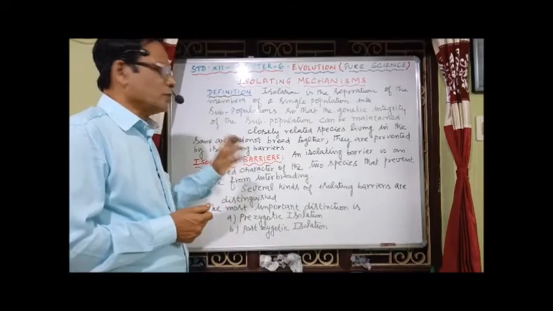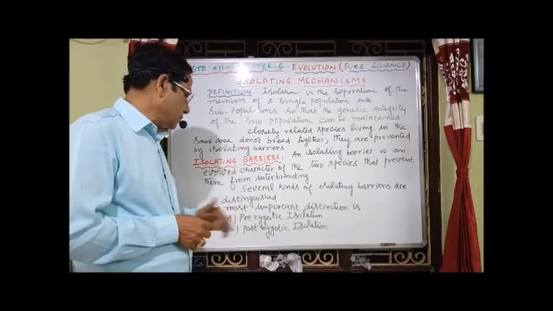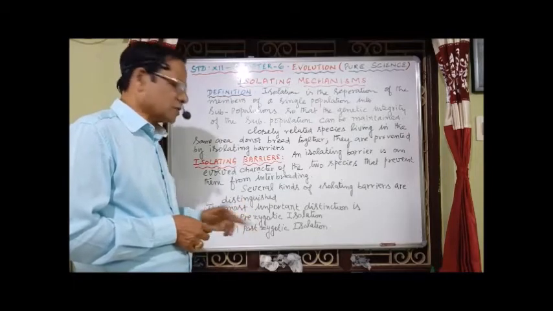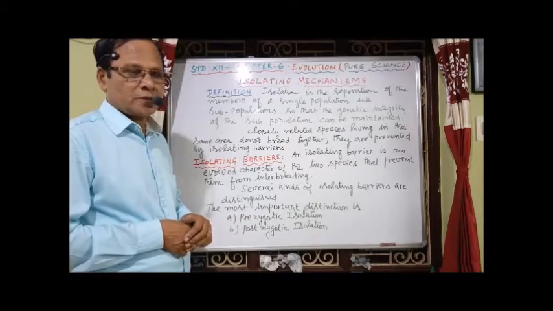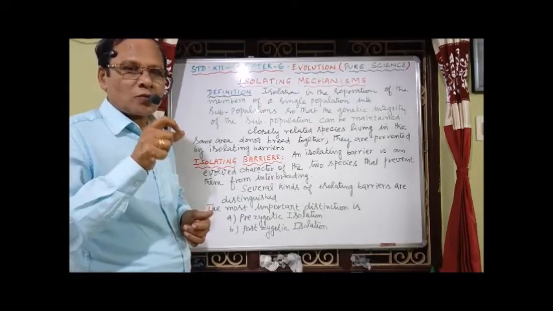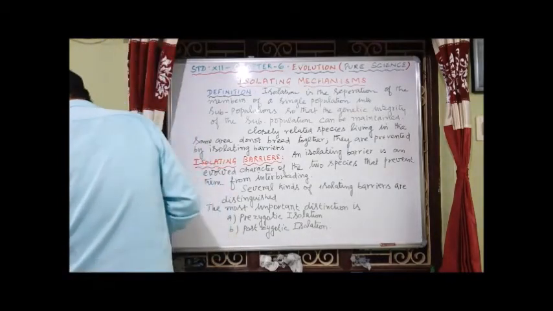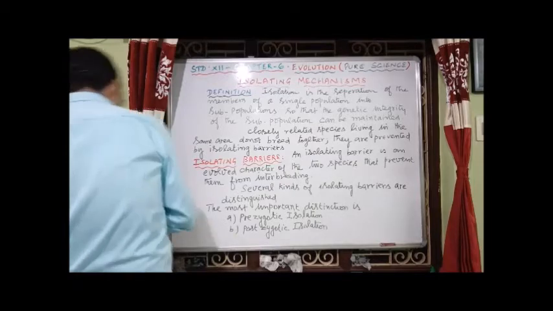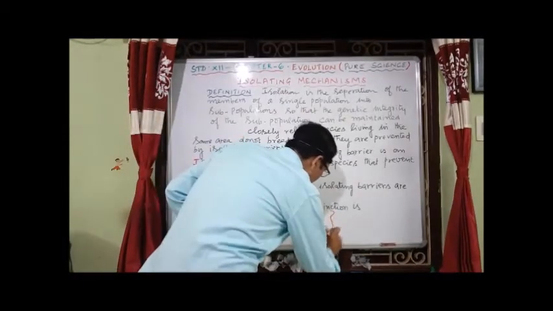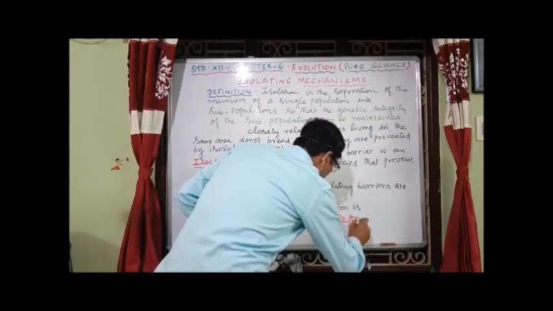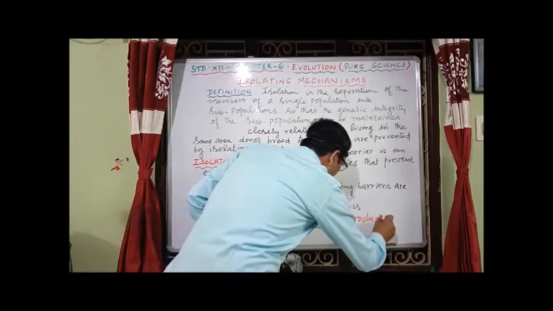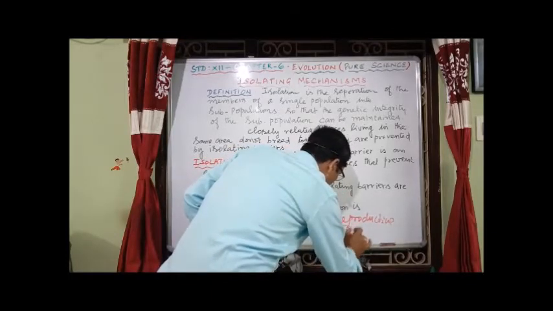So anyway, two major isolating mechanisms as per the book: prezygotic and postzygotic isolation mechanisms. These two come under reproductive isolation methods.